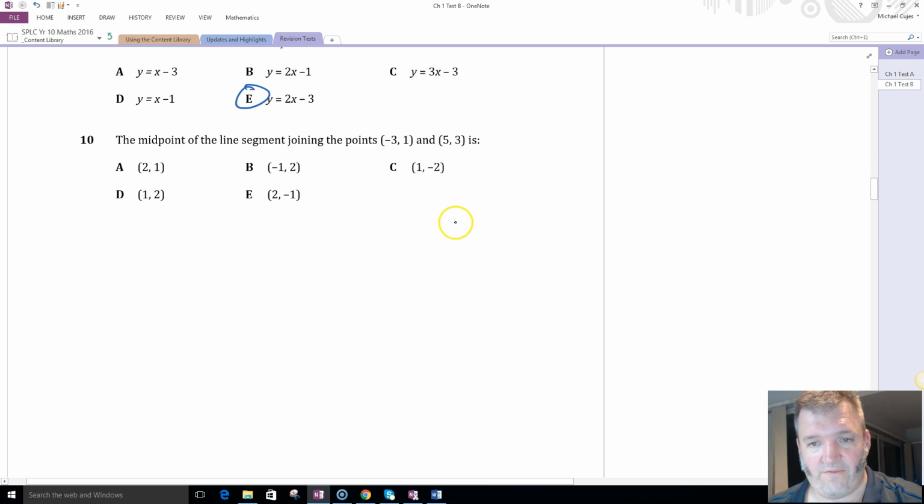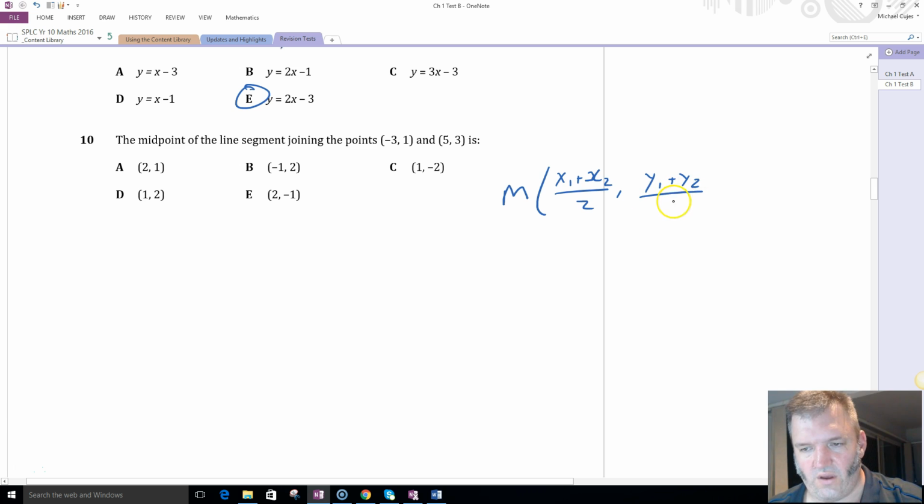Midpoint of the line segment. How do I find a midpoint? It's just the average of the x-coordinates and the average of the y-coordinates: x1 plus x2 over 2, y1 plus y2 over 2. Remember, the middle is just the mean or the average value, so it makes sense to do it this way.